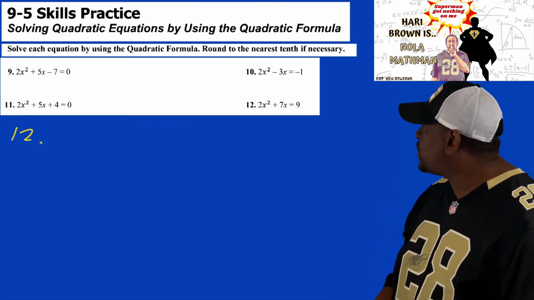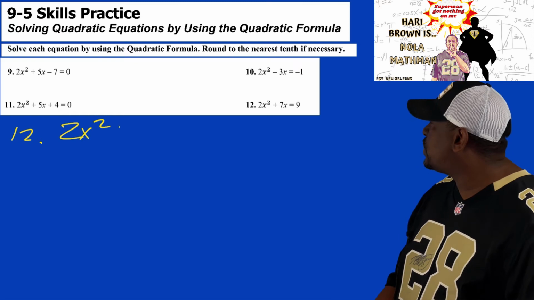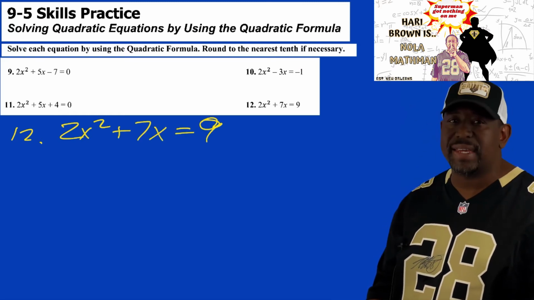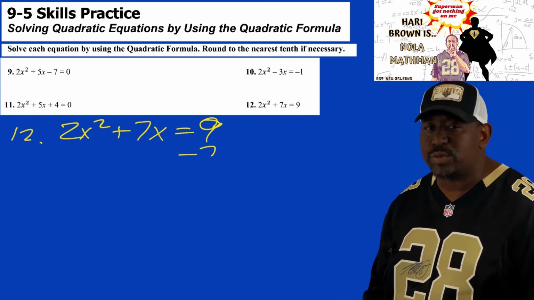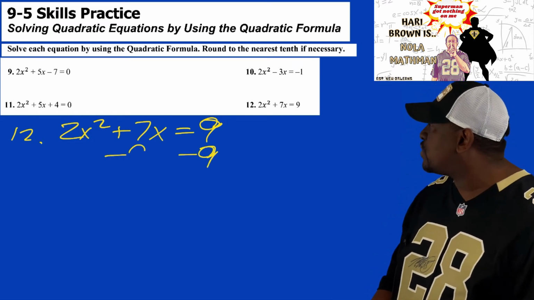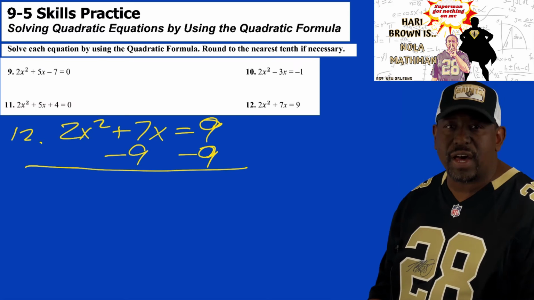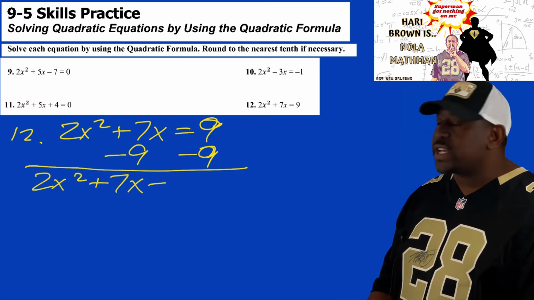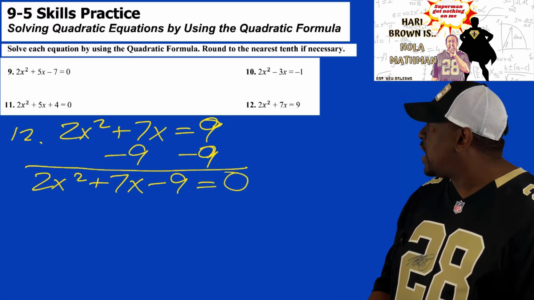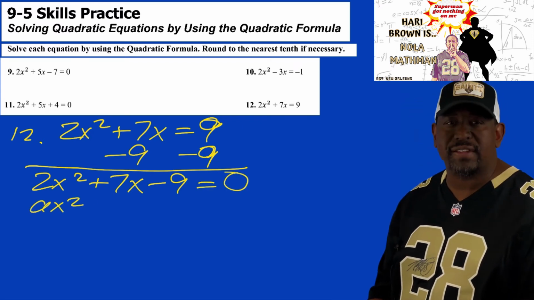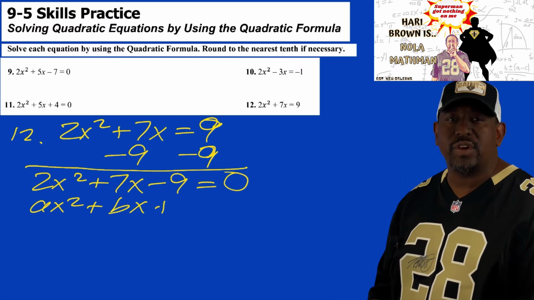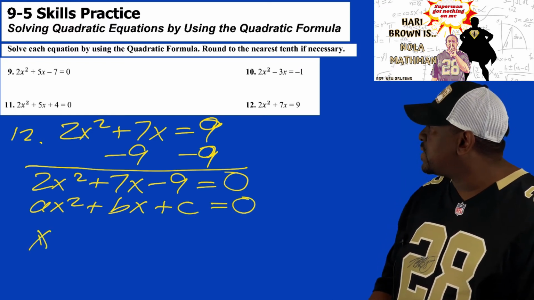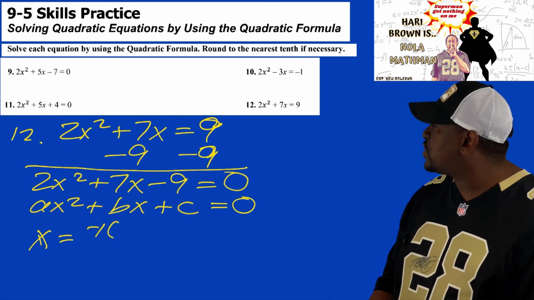So now we have problems 9 through 12. We're going to do number 12. We have 2x squared plus 7x equals 9. Again, you must have one side equal to 0, so we're going to subtract 9 from both sides of the equal sign and get the right side equal to 0. We end up with 2x squared plus 7x minus 9 equals 0. We write our standard form below it, so we can pull out a, b, and c like we've been doing. A is going to equal 2.